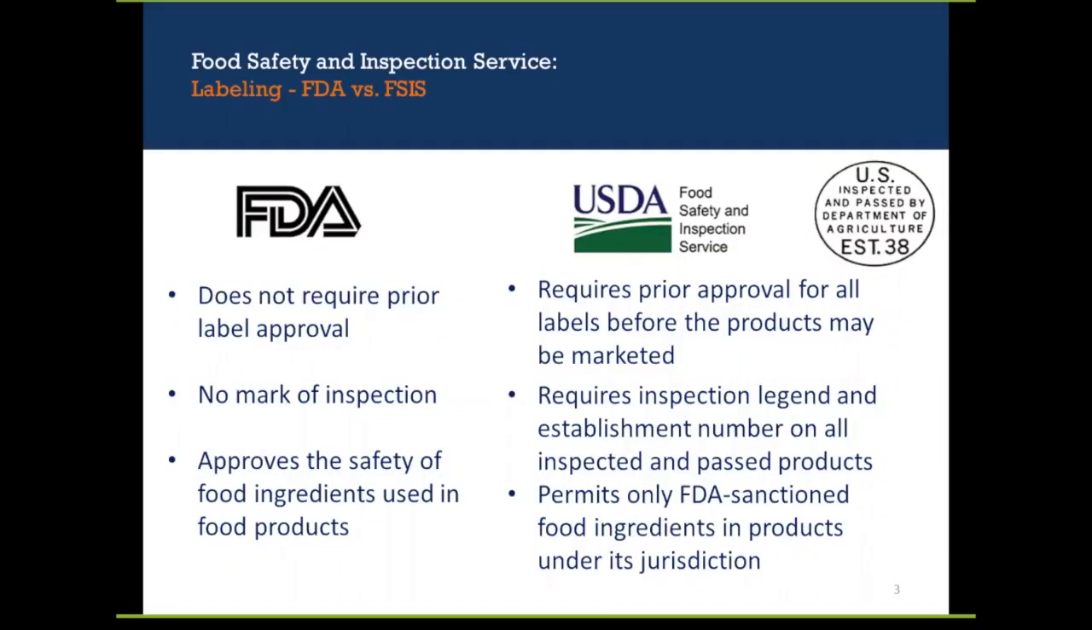Now that Siluriformes fish and fish products are no longer under the jurisdiction of the FDA, now falling under the jurisdiction of FSIS, I'd like to begin by highlighting some key differences between FDA and FSIS requirements for labeling. The FDA does not require prior label approval. FSIS requires prior label approval for all labels before the products may be marketed. I'll go into detail about FSIS's prior label approval later in the presentation. The FDA does not require a mark of inspection, while FSIS requires that all inspected and passed products bear an inspection legend. On a slightly different note, the FDA approves the safety of food ingredients, and these ingredients could appear on the labels of products FSIS regulates.